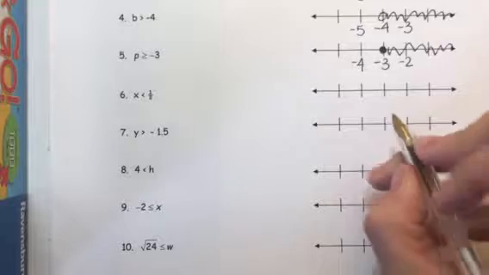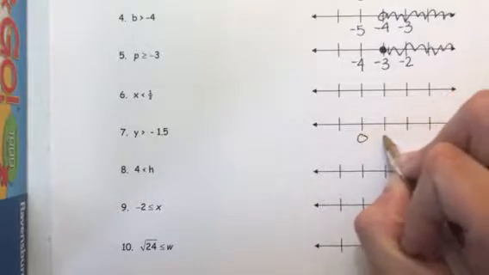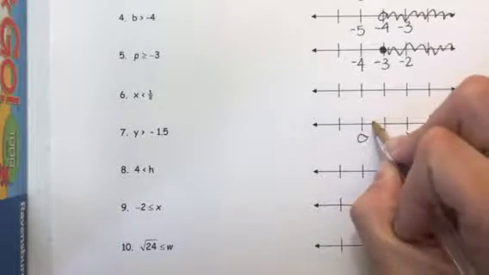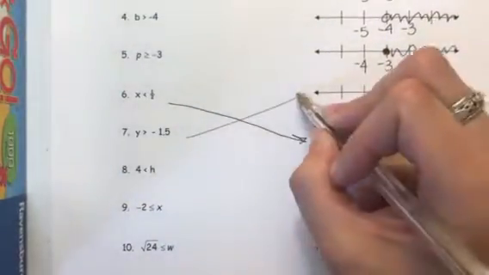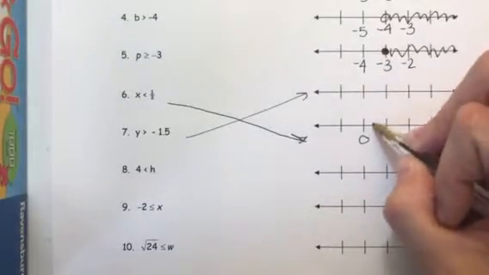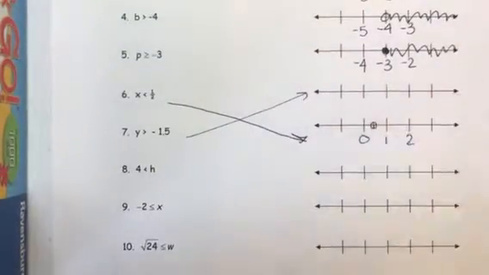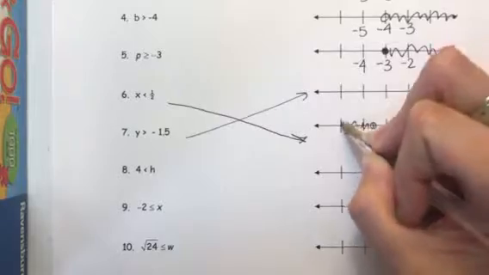X is less than 1/2. Okay, so 1/2 is right in here. Oops, I put this on a different number line, so we're gonna have to draw an arrow here. That's okay, it'll work out fine. Okay, so if we're looking right here, this is gonna be an open circle, and we are going to shade to the left.